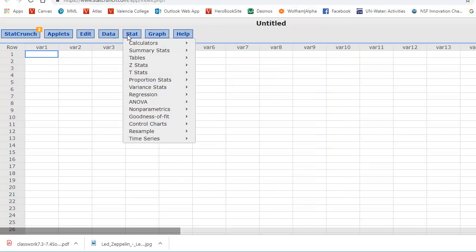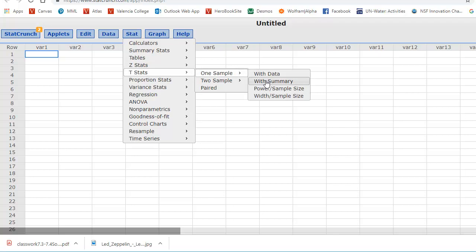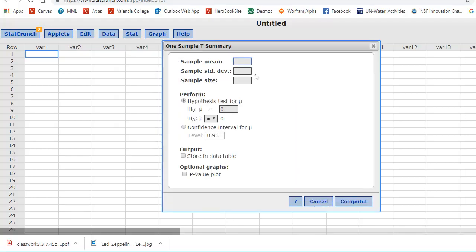I'm going to click Stat, and I'm going to go to a t-statistic. I have one sample, and I have the summary statistics. I have the sample mean with sample standard deviation, so I'm going to give the sample mean, sample standard deviation, and the sample size. So I've plugged that information in. I have also plugged in the equality from the null. Our alternative was a not equal to.